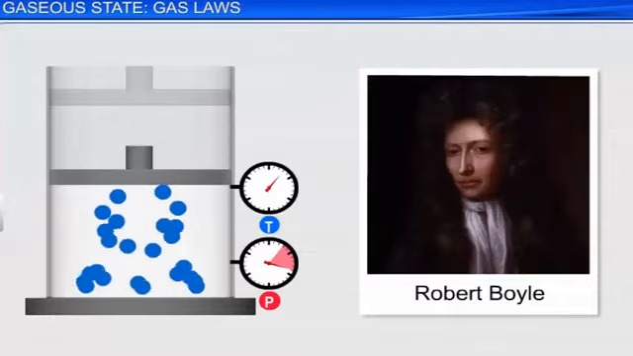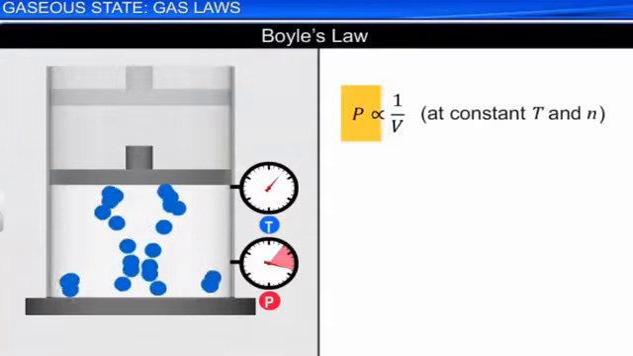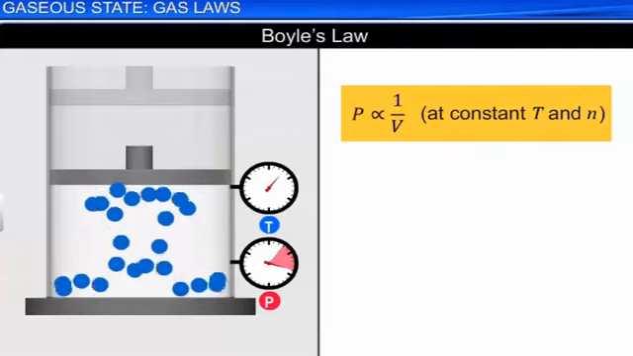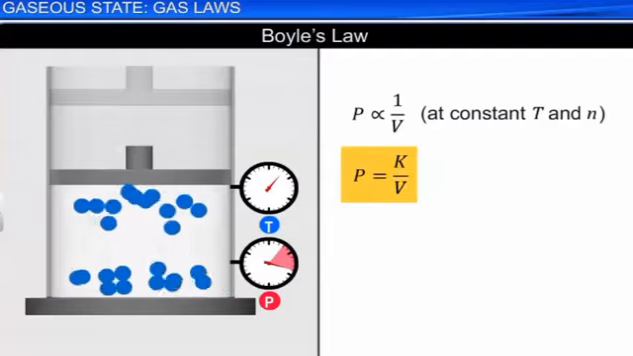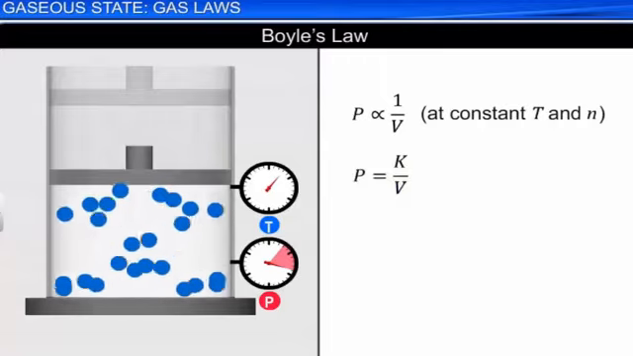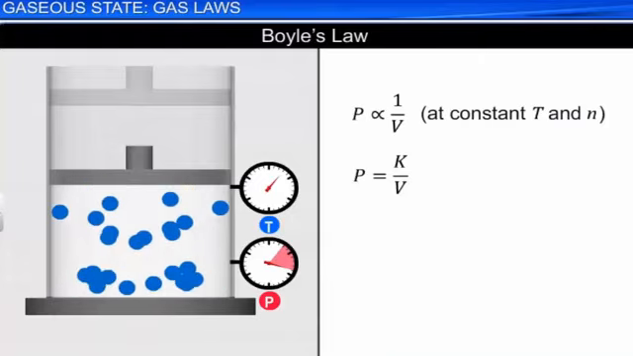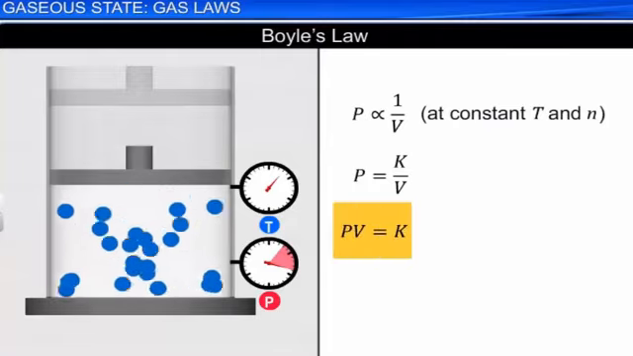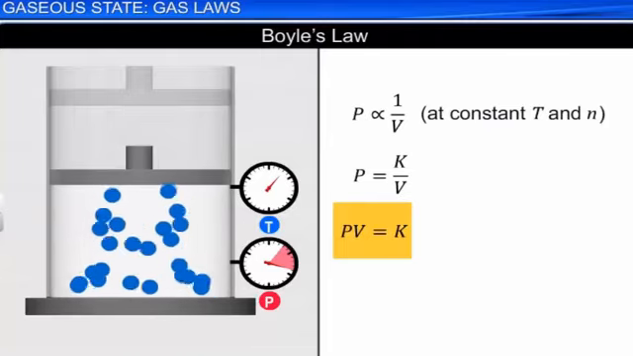Mathematically, Boyle's law can be written as P is inversely proportional to V at constant temperature T and number of moles of the gas n. Or P is equal to k by V, where k is a proportionality constant. This value depends on the temperature and number of moles of the gas. On rearranging the equation, we get PV is equal to k. Or, in other words, at constant temperature, product of pressure and volume of fixed amount of gas is constant.